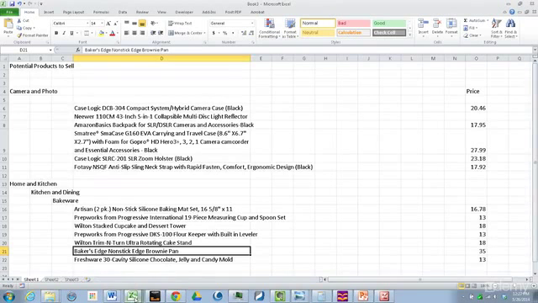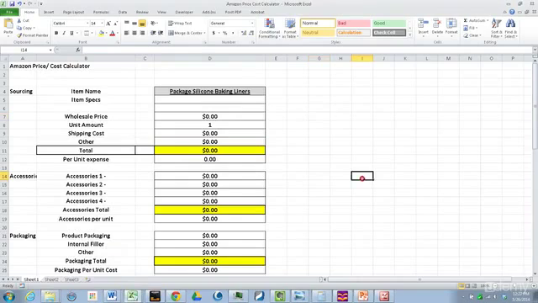All right, so let's go to our price cost calculator. So let's say the wholesale price is $1, and the unit amount, I'll do 500. Okay. Now, of course, that means my total cost is $500.